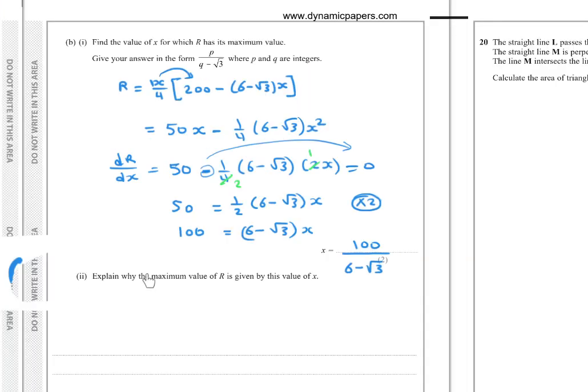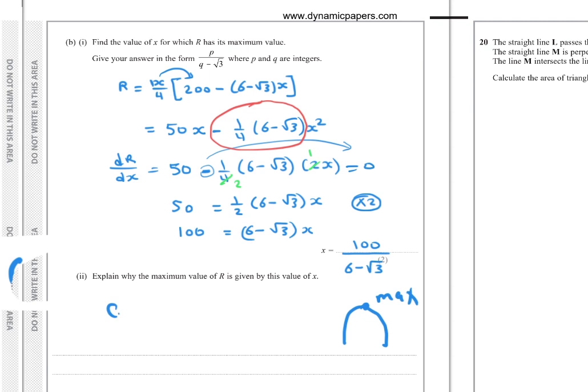For part (ii), explain why the maximum value of R is given by this value of x. He means why this value is a maximum, not a minimum. You can solve it in two ways. You can say that the coefficient of x squared is negative, and we have a quadratic function. So this means the curve opens downward, so we have a maximum value.